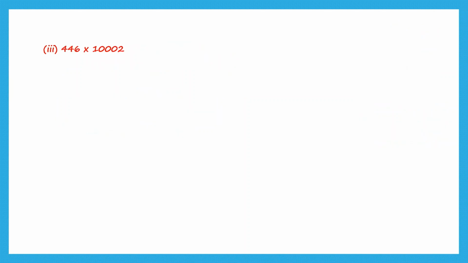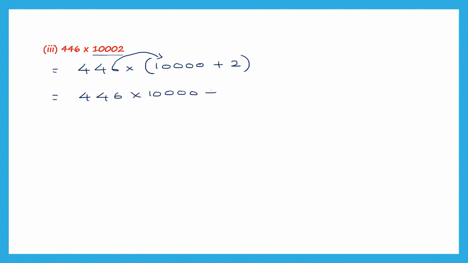Question 3. Now here also we have 446 into 10,002. Let's make 10,002 10,000 plus 2. So we can use the distributive property here. So let's do that. So let's write 446 into, in brackets, we have to write 10,000 plus 2. That is equal to 10,002, which is this number. Now we have to multiply 446 into 10,000 first. Okay. Then we have to multiply 446 into 2.